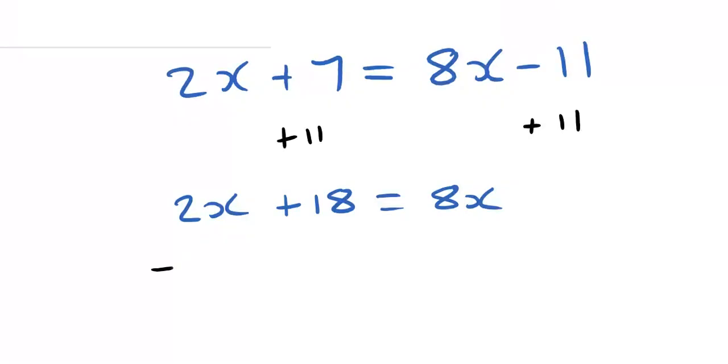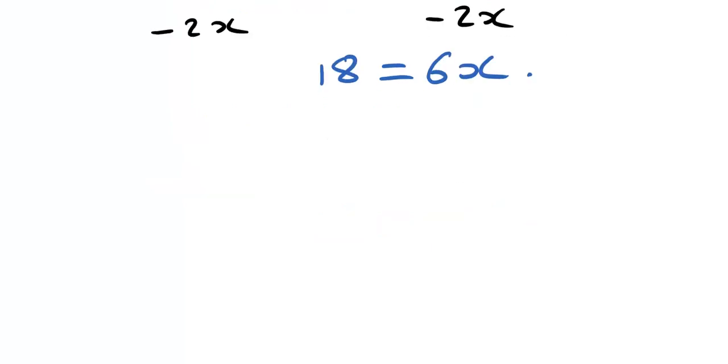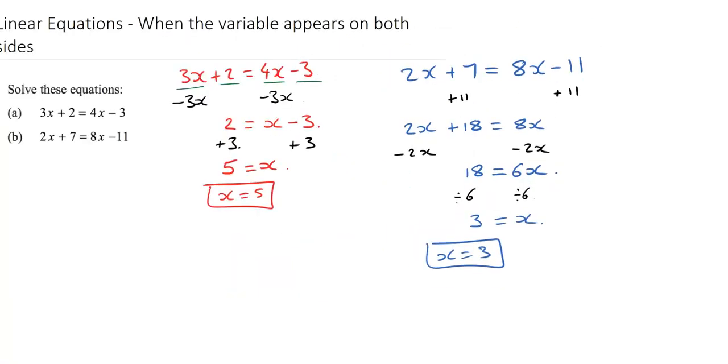So now I've got the x's still to bring together, if you like. I'm going to take away 2x from both sides. That way we'll have all the x's on the right. If I do that, I'm going to be left with just the 18 on the left, and on the right, I'm going to have 6x. The final thing I've got to do at this stage is get rid of that 6. So I'm going to divide both sides by 6. If I do that, I'm going to have a 3 on the left and an x on the right. So x is equal to 3. There we go. We finished that equation as well.